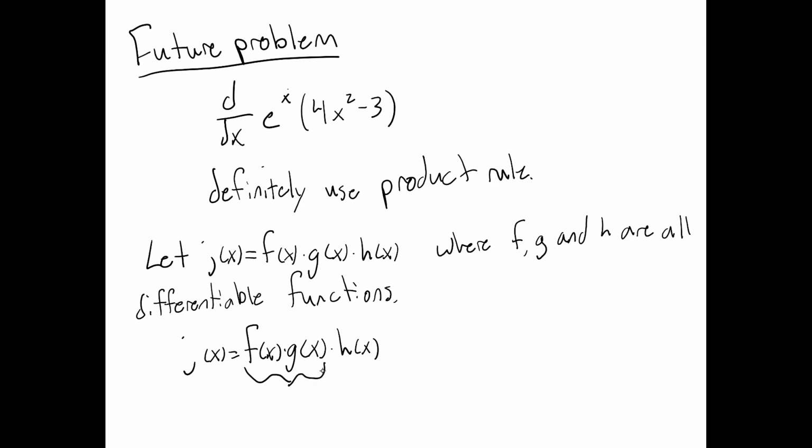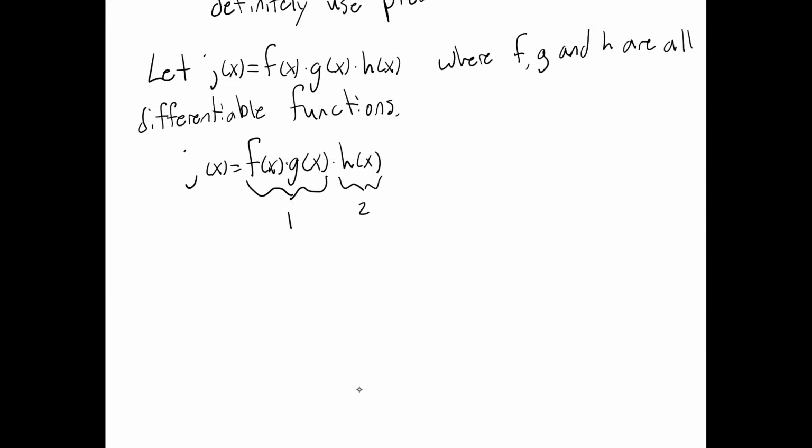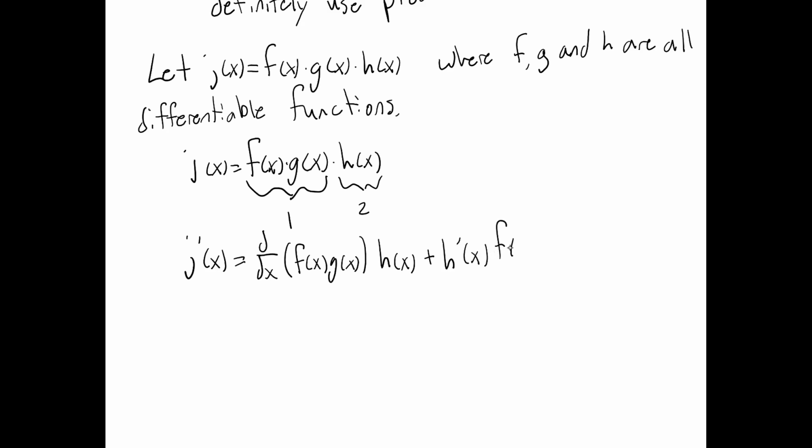I'm going to say this right here is kind of function 1, and this is function 2. Right? So remember, when we talked about the product rule, we said derivative of the first times the second plus derivative of the second times the first. So this means that j prime of x is the derivative of the first times the second plus the derivative of the second times the first. We know what the derivative of f of x g of x is.